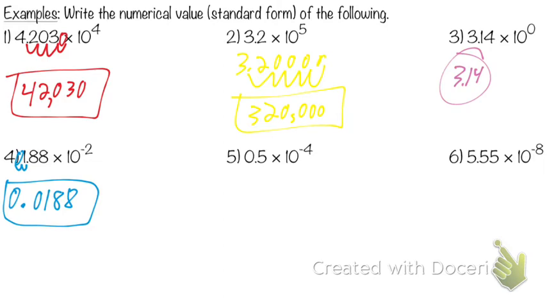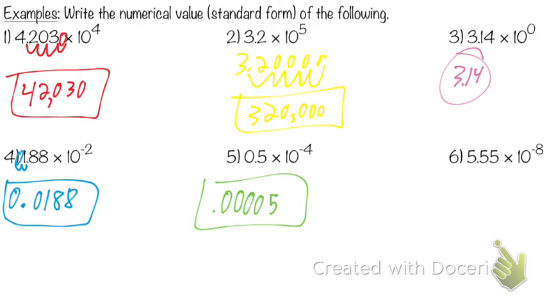Josh, what do you have for this one? How many spots did you move the decimal? 4. Okay, which direction? To the left. As the exponent gets bigger, the number becomes smaller. So how many zeros did you have before the 5? 4. So you had 1, 2, 3, 4 zeros, and the 5. Now, if we want, we could put a 0 here before the decimal. Don't have to. I'm showing an example with it on number 4, an example without it on number 5.